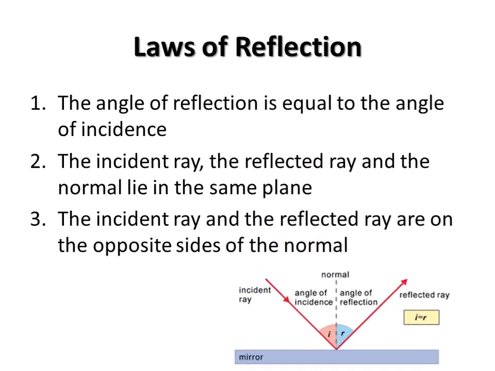Laws of reflection. There are three laws of reflection. Now let us see that. See the first law. The angle of reflection is equal to the angle of incidence, that is, angle i is equal to angle r. The second law states that the incident ray, the reflected ray and the normal all lie in the same plane. And the third law: the incident ray and the reflected ray are on the opposite sides of the normal.